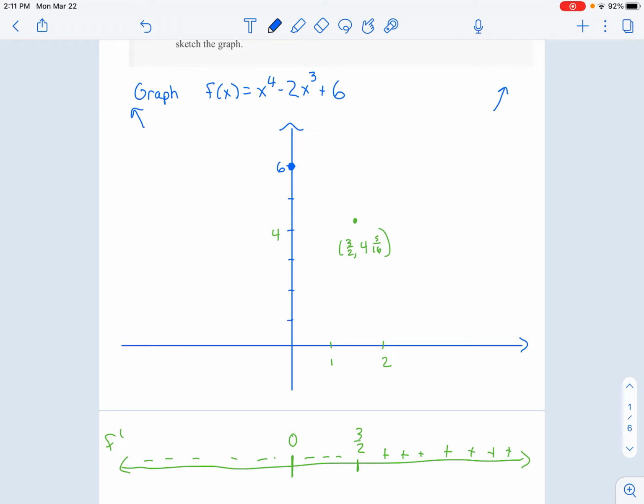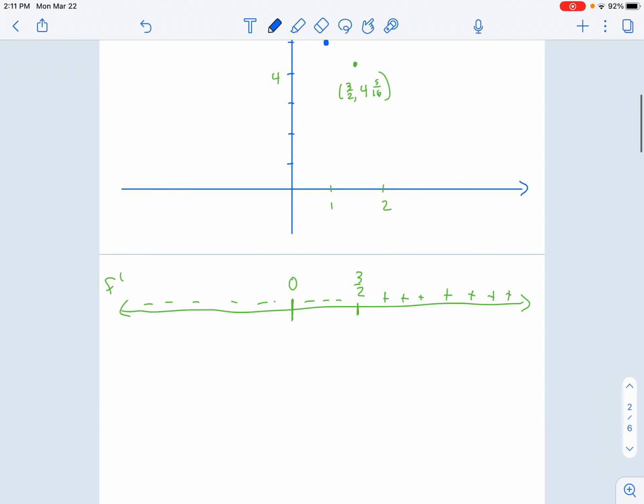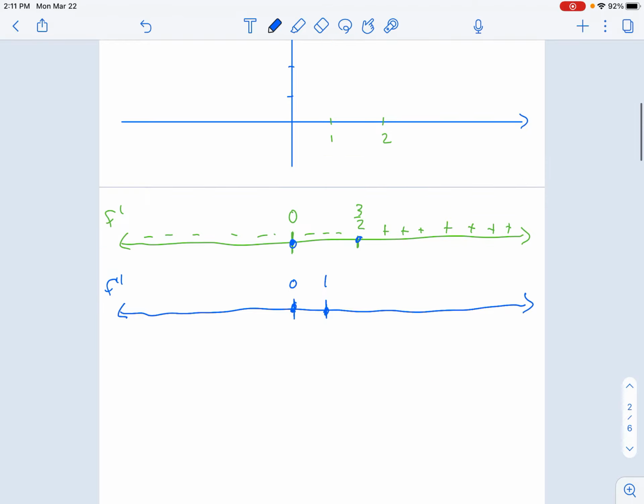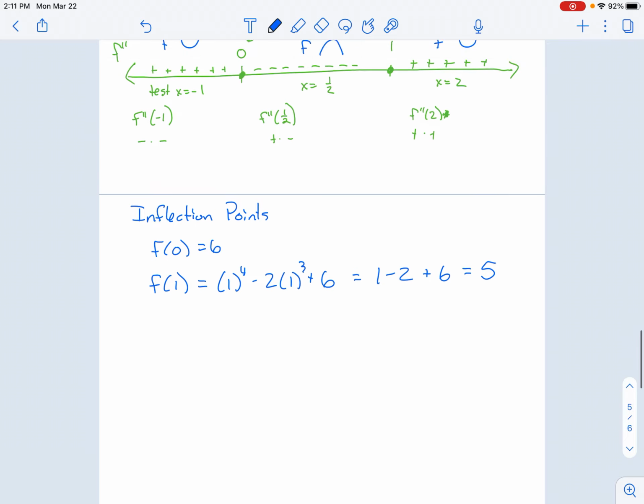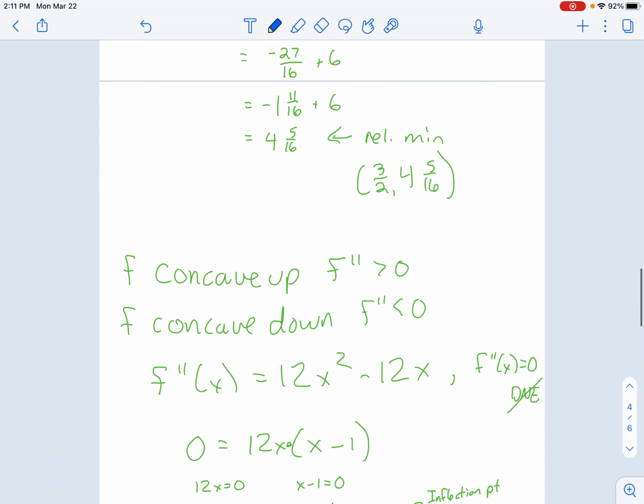0, 6, this is an inflection point, and 1, 5. That's an inflection point as well. And we can come in here and we'll put this all together. This is going to be our second derivative. And now we were interested, this was 0 and 3/2, 0 and 1. And let's see, I think we were positive, negative, positive. I forget. Let's go back and look. Positive, negative, positive. Yep.